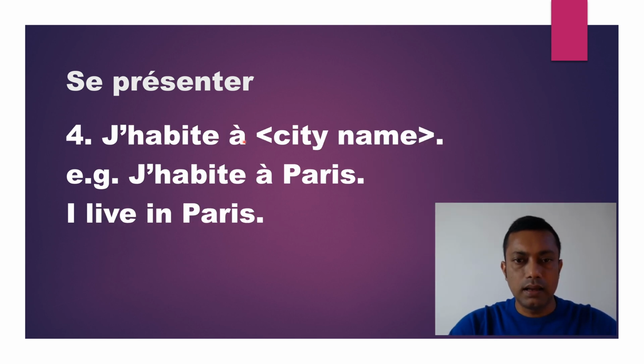J'habite à, and the city name. For example, J'habite à Paris. I live in Paris. So Paris pronunciation in French is Paris because normally we don't pronounce the last consonant. So the S will be silent here. So Paris in French is Paris.